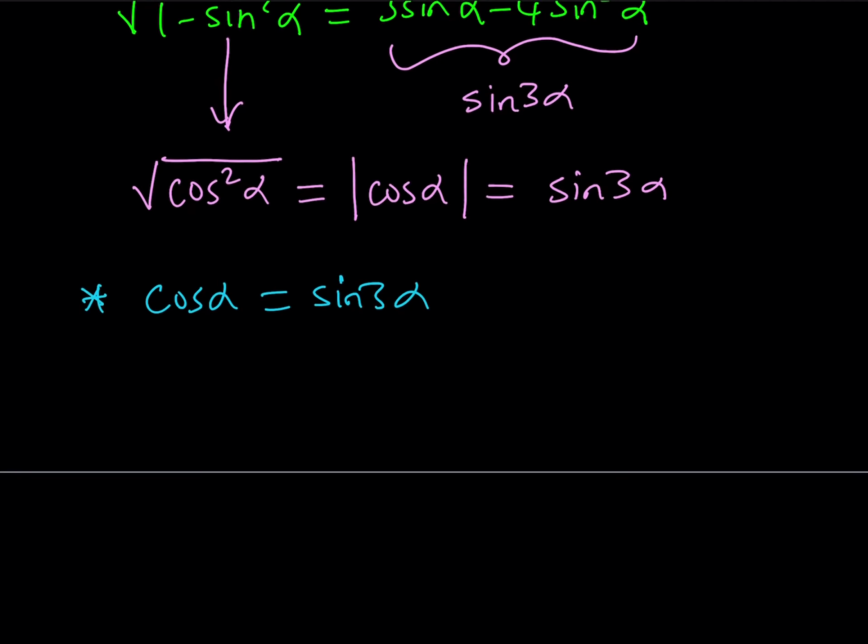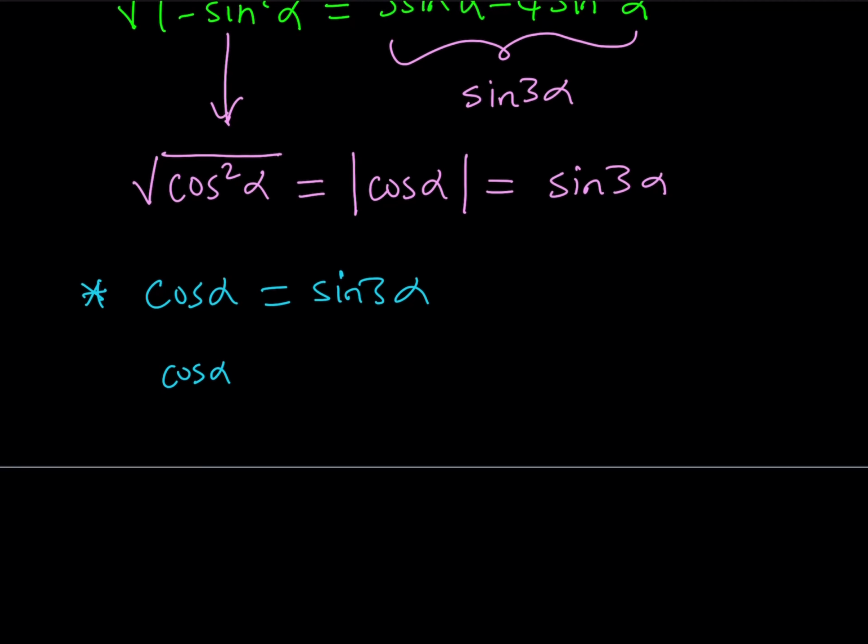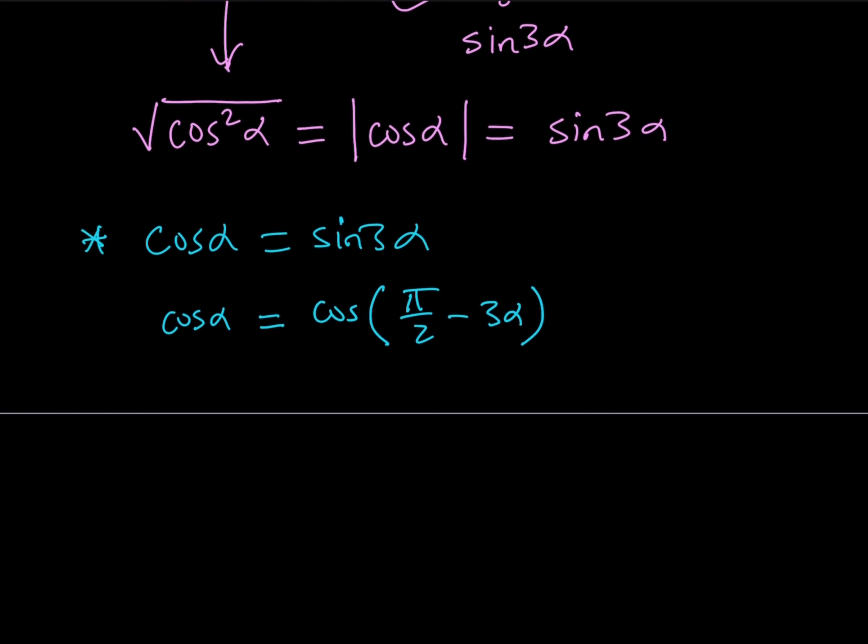So let me go ahead and write the right-hand side as a cosine. How do I do that? Well, subtract the argument from pi over 2, and you'll get it because we have that identity, right? Pi over 2 minus alpha. If you cosine it, it's going to be the sine of the same angle. Okay, great. Now, this is a cosine equation, and it can be solved in two branches, right?